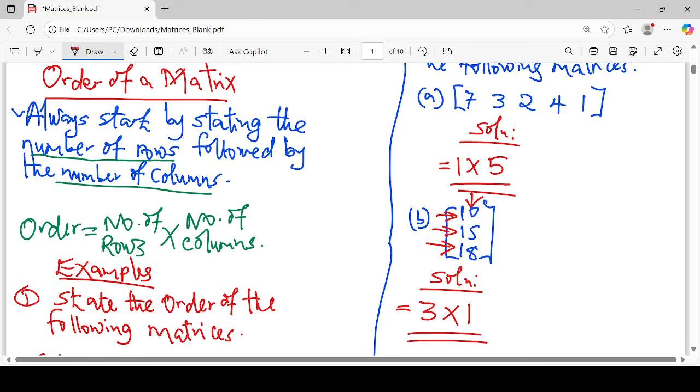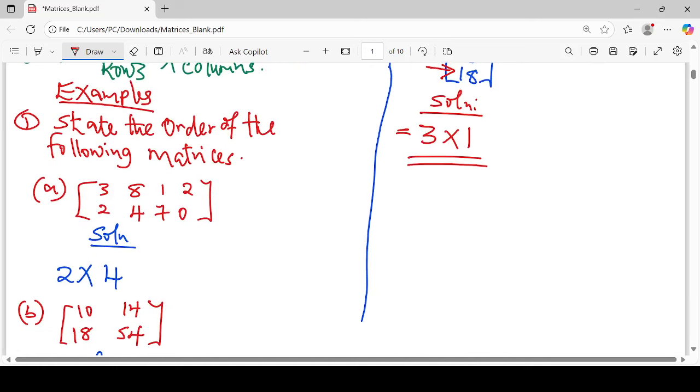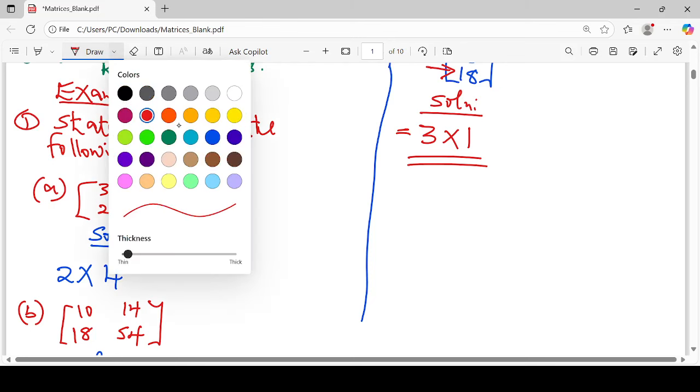And that is how you deal with the order of matrices, dear learners. There is nothing complex there. Allow me now to go into something else. That is what is called position of items in a matrix. Let us look at what is called position of items in a matrix.